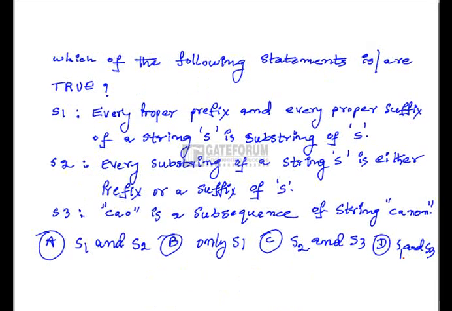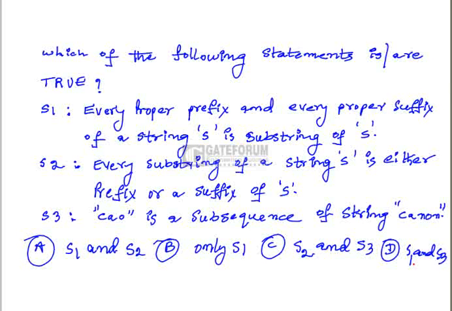Which of the following statements is true? Three statements were given. Statement S1: every proper prefix and every proper suffix of a string S is a substring of S. Statement S2: every substring of a string S is either a prefix or suffix of S. Statement S3: CAO is a subsequence of the string canon. So here we are having three statements.